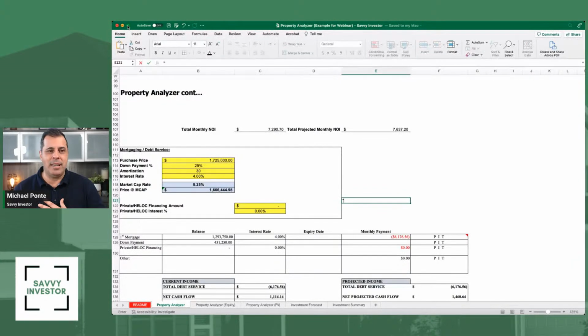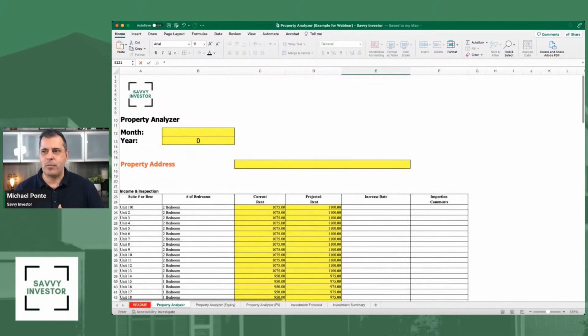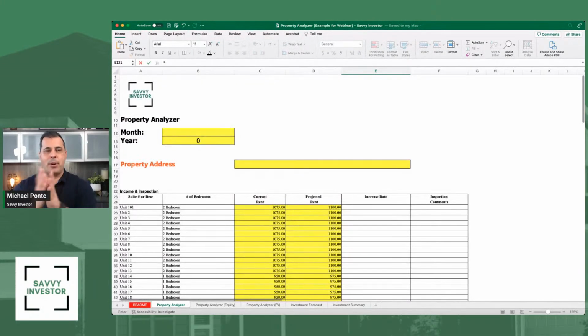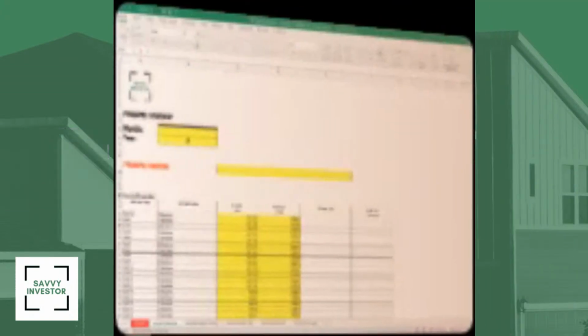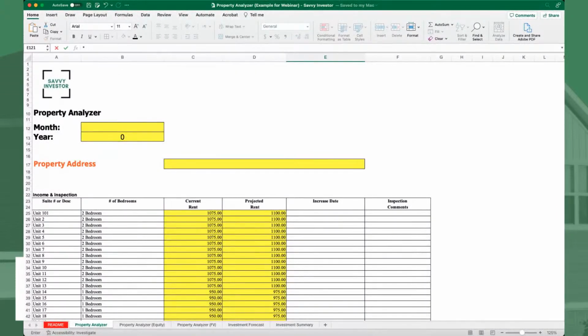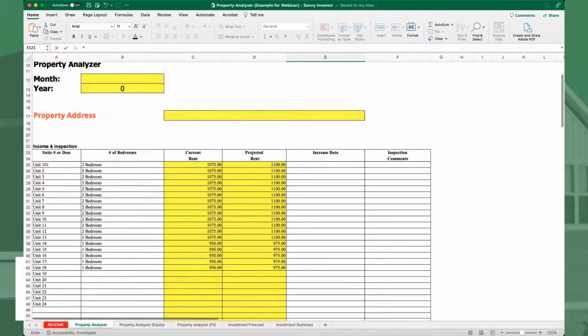Let me know if everybody can see this. We'll scroll down to the very bottom here. Perfect. I think everybody can see this. This is a property analyzer. I'm going to try to make it a little bit more visible for everybody, and hopefully that works out a little bit better. I think it does. Okay, good. I think I can see it.